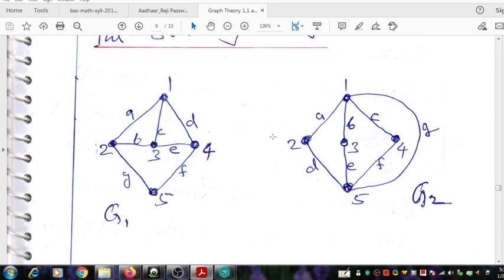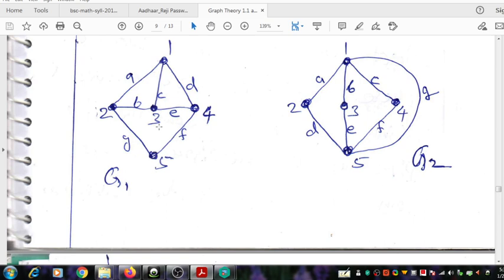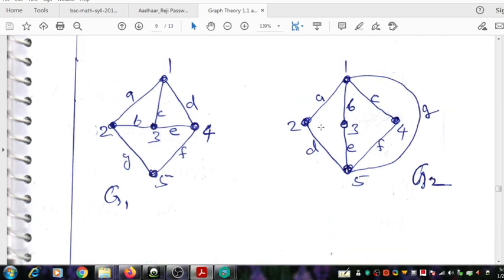Okay. Next you can see two figures, two graphs. In the first figure you can see the graph G1, and in the second figure you can see graph G2. By examining the two graphs, you can see that there are differences in these graphs.